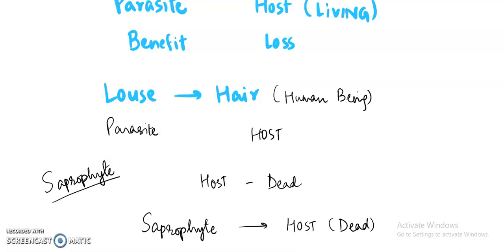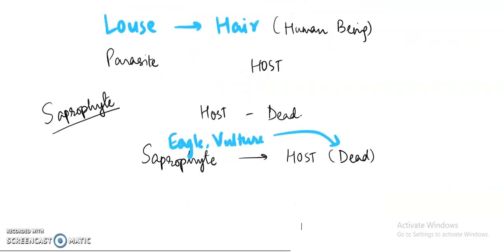Now what are the various examples of saprophytes? Eagle and vulture fall in this category because they feed upon dead organisms, right? So this is very important: heterotrophic nutrition is one where an individual cannot prepare its own food. Thus, to sustain its life, it has to derive nutrition from others. In deriving nutrition, it may fall in the category of parasite or it may fall in the category of saprophyte.